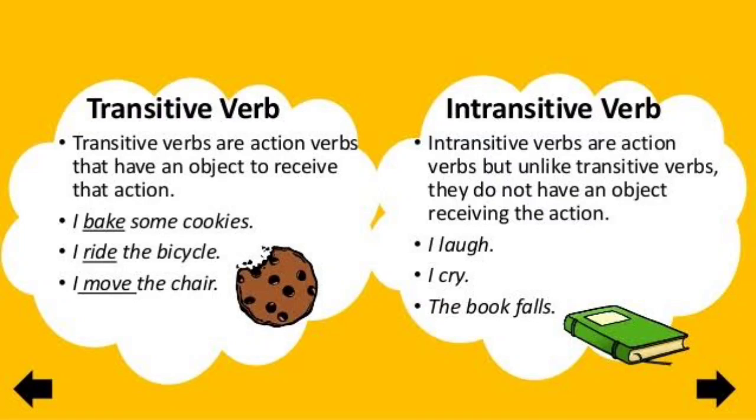So look at the example given here. I laugh. Here, laugh is an intransitive verb which doesn't have a direct object. Then, I cry. Here, cry is an intransitive verb, and it doesn't have any direct object. The next sentence, the book falls. Here, falls is an intransitive verb but it doesn't have a direct object. So, intransitive verbs don't have direct objects in the sentences.